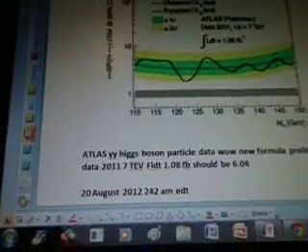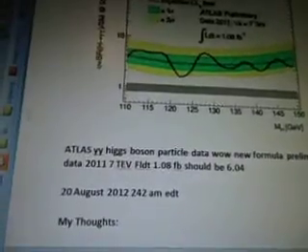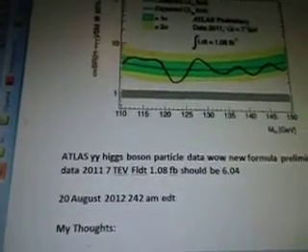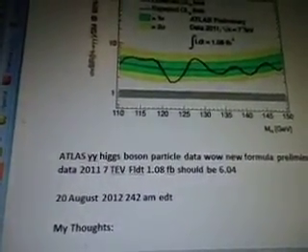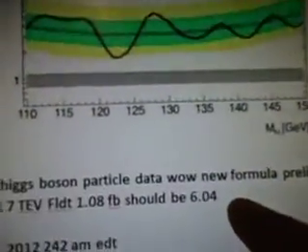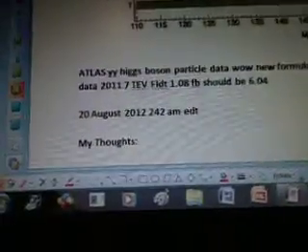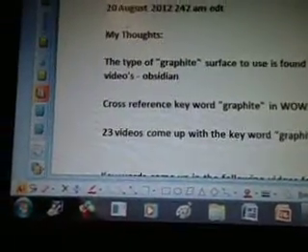It says ATLAS YY Higgs boson particle data, wow, new formula, preliminary data 2011, 7 TeV FLDT 108 FB, which is this one here, should be 6.04. So you want to do whatever you got to do to get that to 6.04. August 20th, 2012, my thoughts.